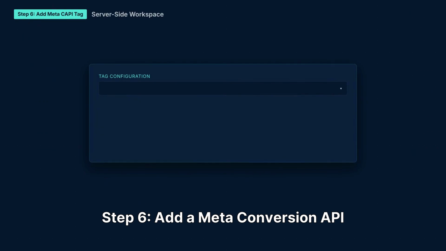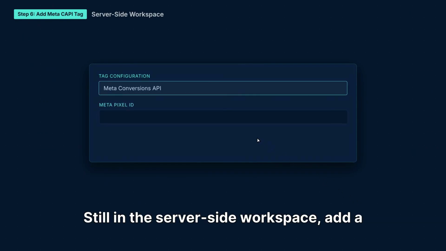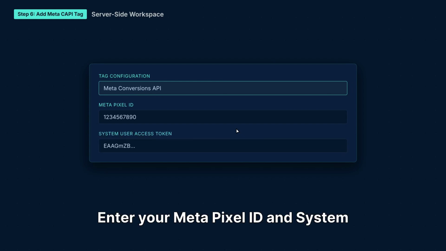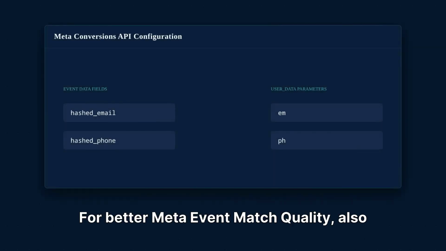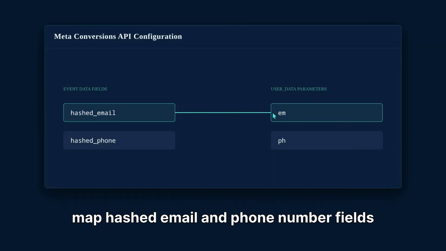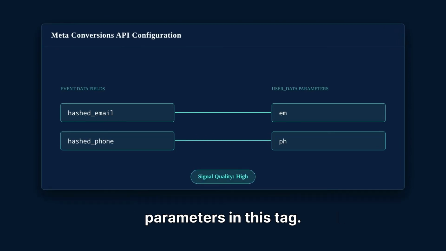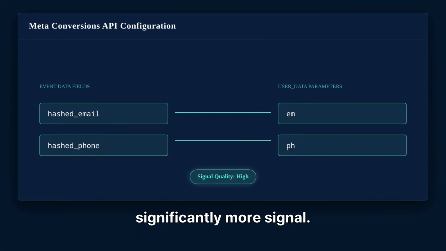Step 6. Add a Meta conversion API tag to the server container. Still in the server-side workspace, add a Meta conversion API tag. Enter your Meta pixel ID and system user access token. For better Meta event match quality, also map hashed email and phone number fields from the event data to the user_data parameters in this tag. This is where server-side tracking gives Meta significantly more signal.